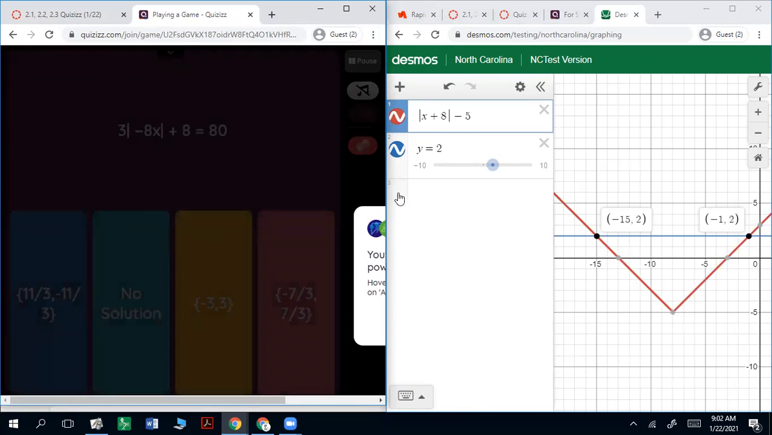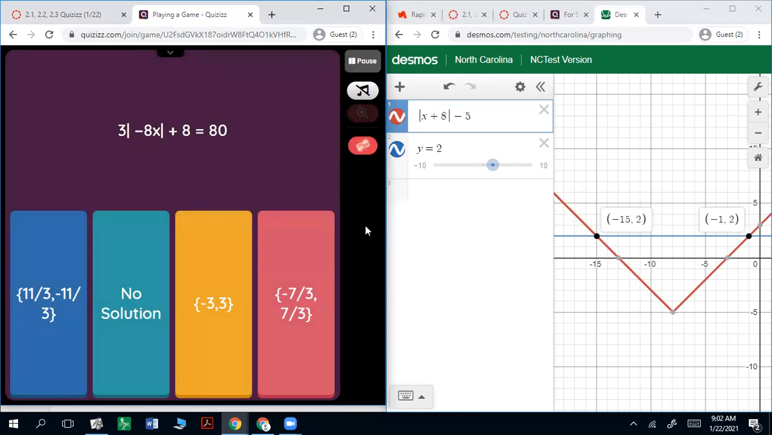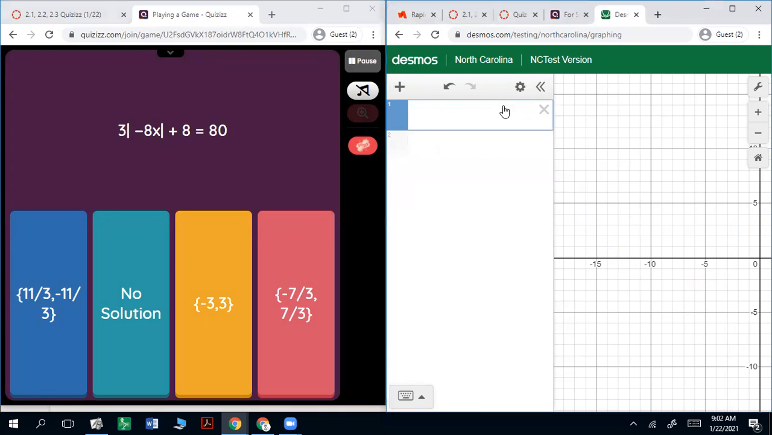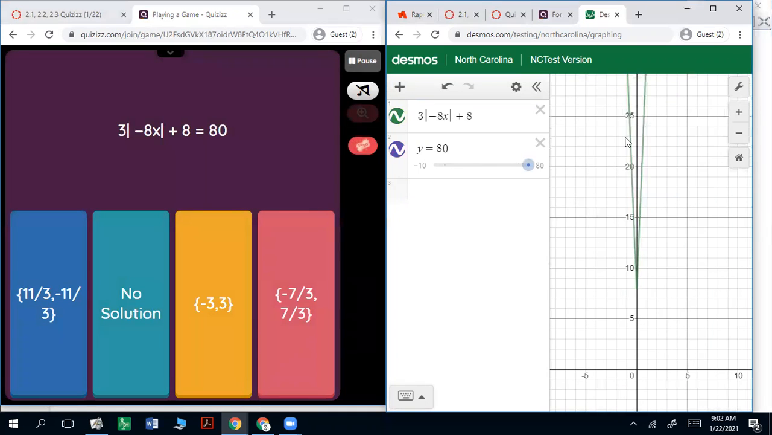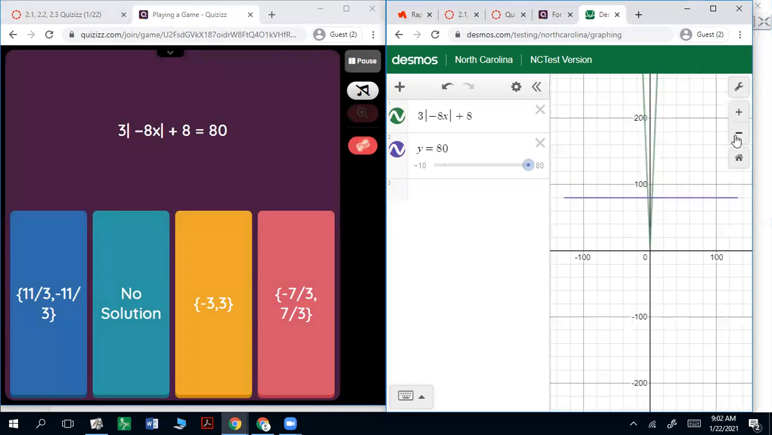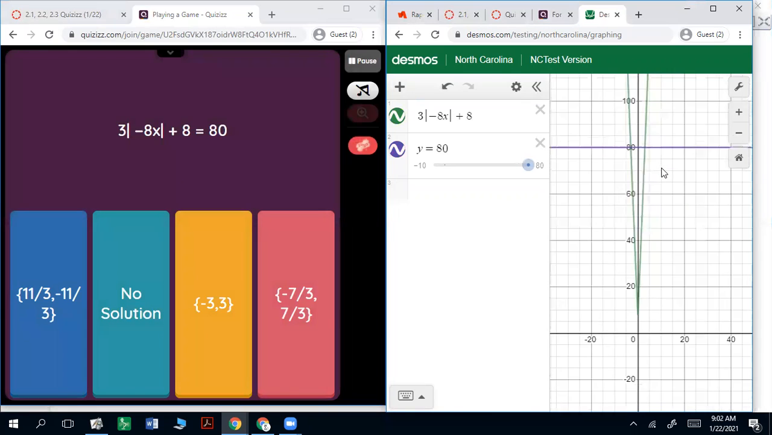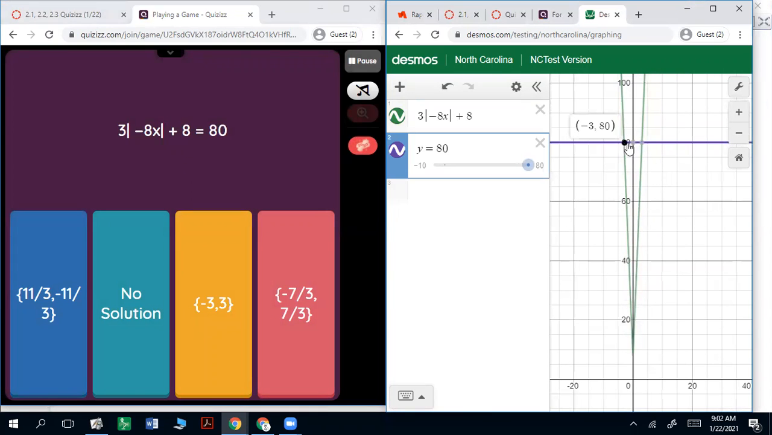Question number 2: negative 3 absolute value of -8x plus 8 equals 80. 3 absolute value -8x, close it up, plus 8. And then you're going to do y equals 80. We're going to zoom out. And we're going to have 2 points of intersection again, -3 and +3.